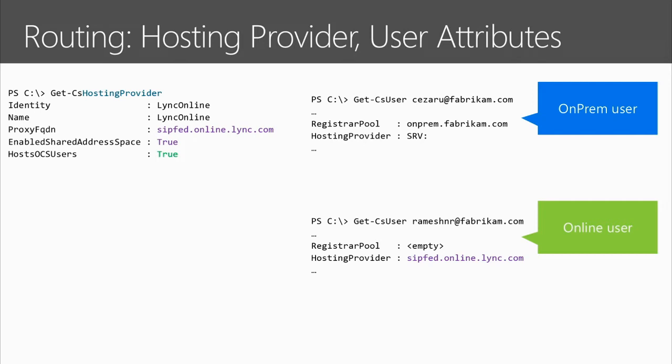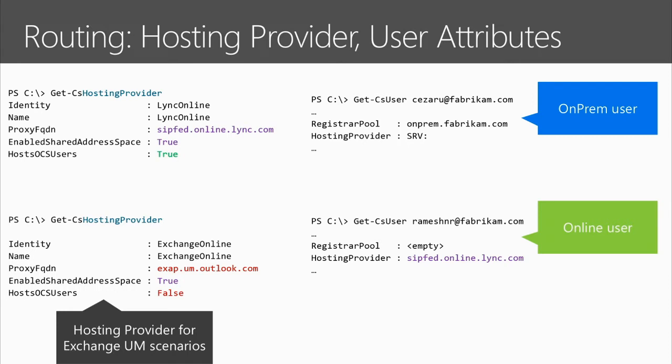For the online user, what we view in on-premise, they don't have a registrar pool. They're not homed on-premise. But the key ingredient that will be used in making routing decisions is something called hosting provider. The hosting provider that gets stamped on the user will point to sipfed.online.lync.com, and that information will be used to find the details of the hosting provider in the hosting provider blob, and the system will consume this combination between what's set on the user and information about the hosting provider to understand how to route. We're going to go through some diagrams a little bit later.